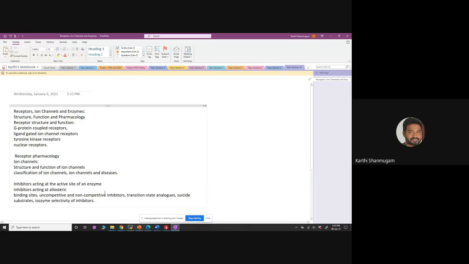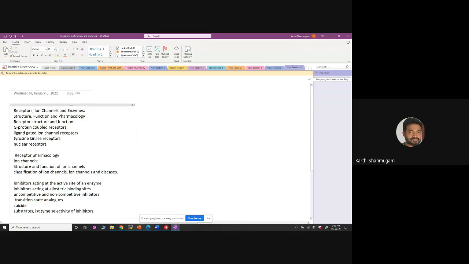Is my screen visible? Yes, sir. Okay. So I'll give the revision for the third unit. What I'm going to do is give an idea about how to prepare the third unit. So you know the question pattern, right?